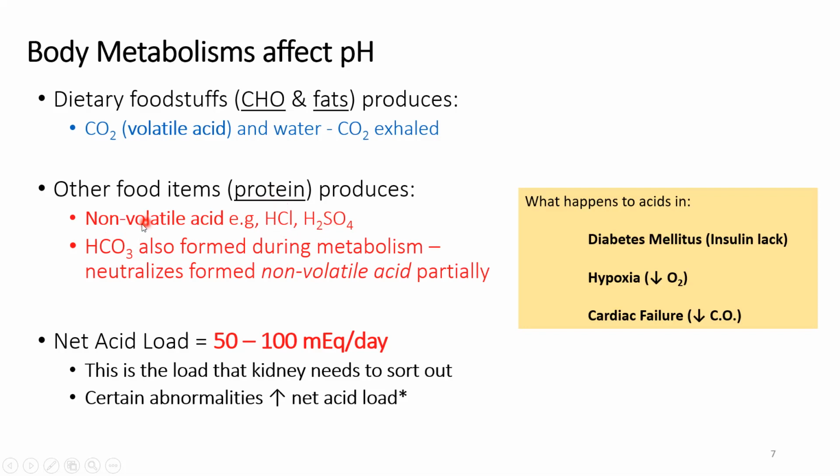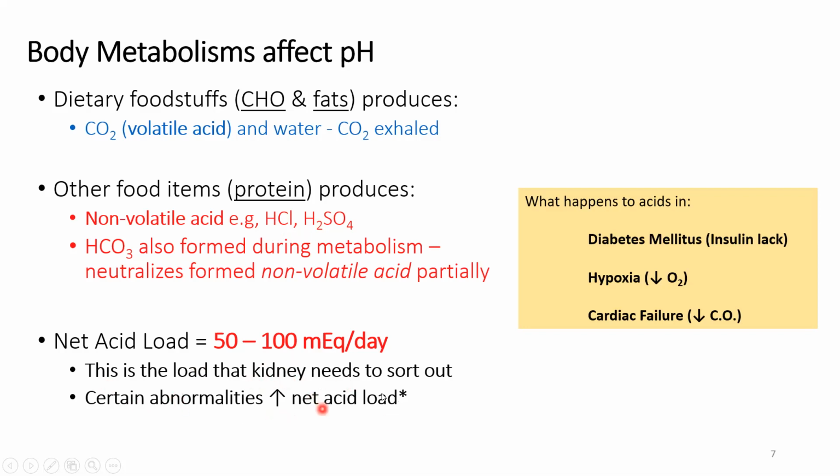or sulfuric acid. Non-volatile means you can't exhale it. The respiratory system has nothing to do with this. This needs to be sorted out by something else, and we obviously know what that something else is. It's the kidney, okay? So non-volatile acids are sorted out by the kidney. Bicarbonate that is also formed in metabolism plays a part in neutralizing these fixed acids. However, the main source of addressing these strong acids, as I said, is the kidney. The kidney needs to sort this out.